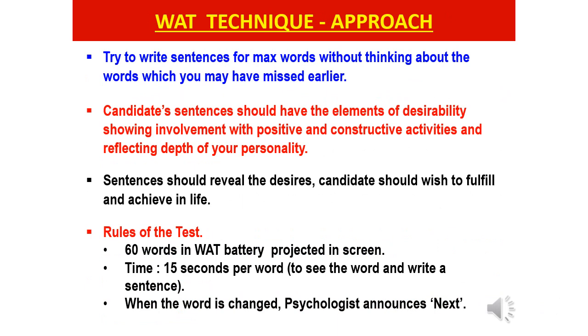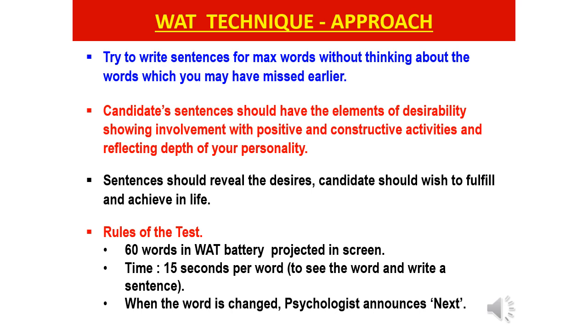Now moving further, candidates, how should we approach the art of writing sentences in the word association test? The candidate's sentence should have the elements of desirability, showing involvement with positive and constructive activities, reflecting the depth of his personality. However, while attempting the test, if a candidate has missed out certain words, he should not mind about it and he should aim to write sentences for the maximum words. While writing the sentences, it should reveal the desires which the candidate wishes to fulfill and achieve in life.